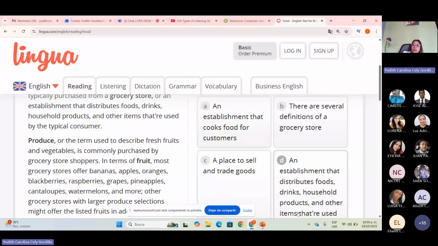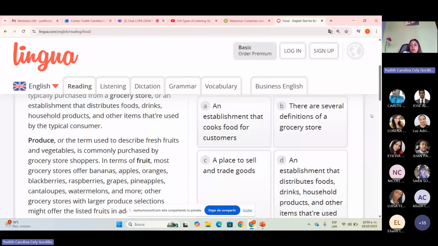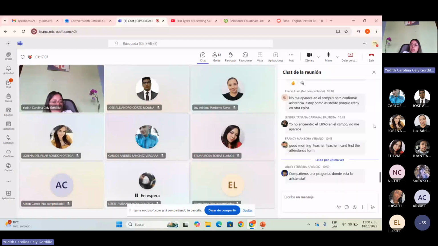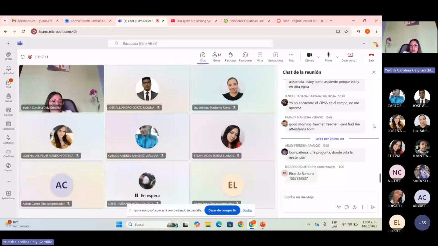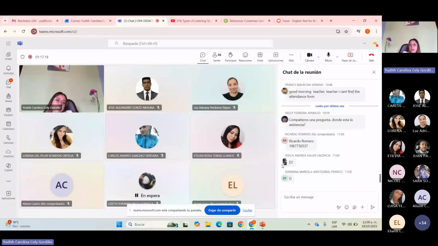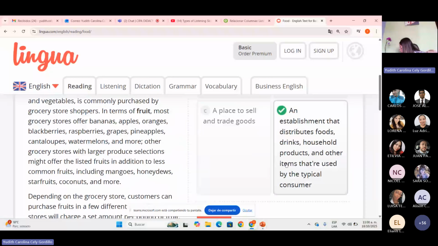Can you identify the answer about the grocery store? What do you think the answer is? A, B, C, or in this case, D. Okay, what do you think? Jessica says D, Dayana says D. That's right, thanks. We're going to review this one. This is the grocery store, the establishment that distributes different kinds of food. That's all right. Okay, let's continue.